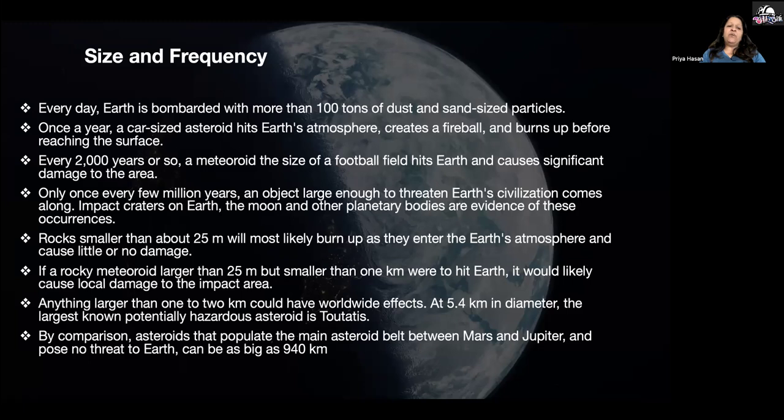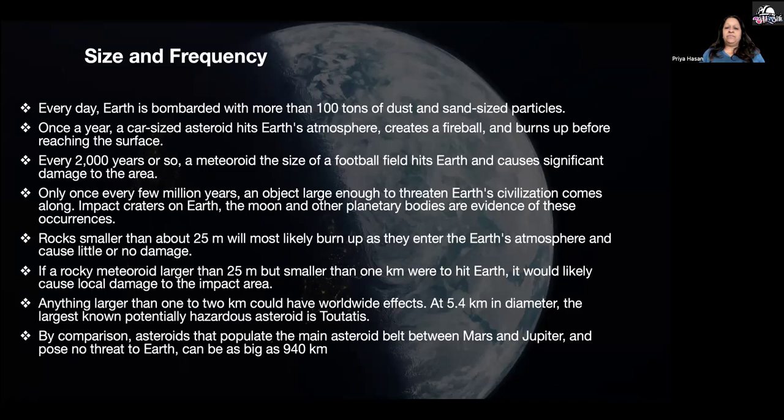Typically, if the rocks are smaller than 25 meters, then most of them likely burn up as they enter the atmosphere because of the friction and the heat generated, and these are our shooting stars. But if the meteor is about, say, 25 meters to smaller than 1 kilometer, there could be some local damage in the area. But anything larger than 2 kilometers could have worldwide effects.